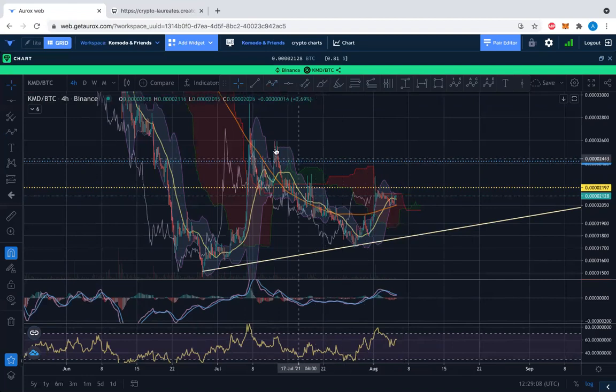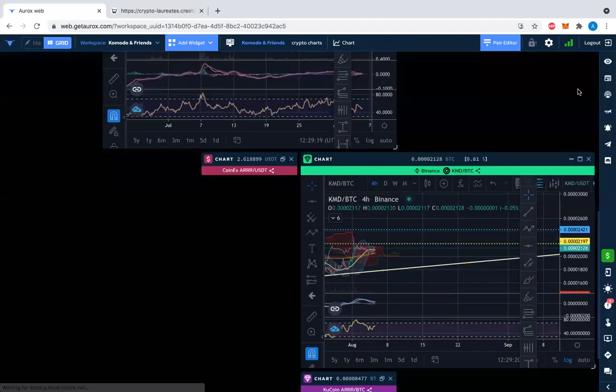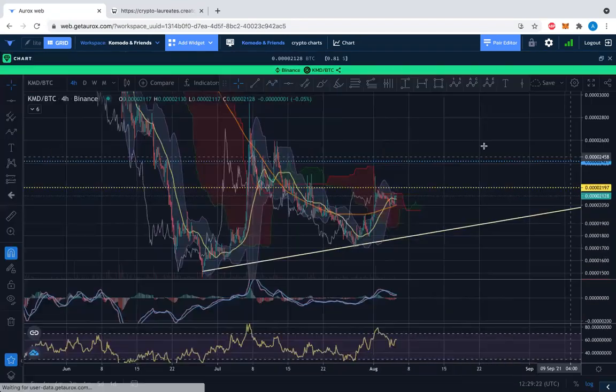If we make a lower high than these, then we continue this downtrend and we look for a higher low than this from the end of July timeframe, July 28th. All right, that's 4 hours. So then we look at daily candles.